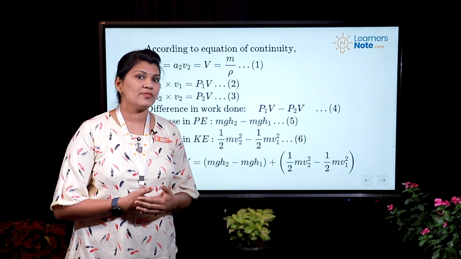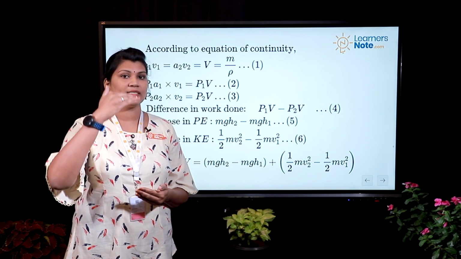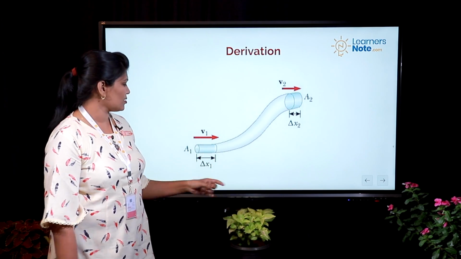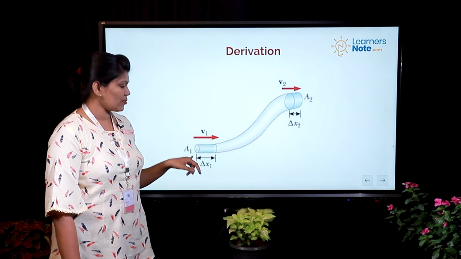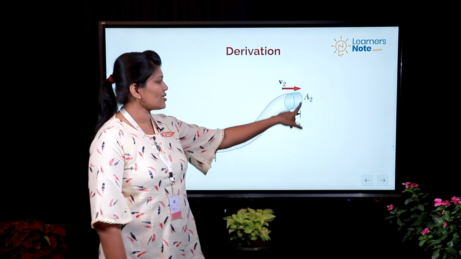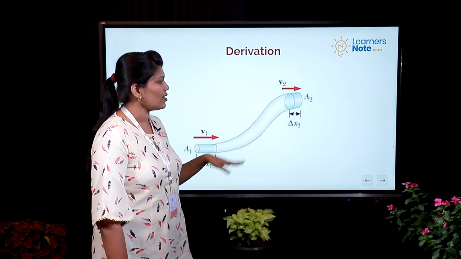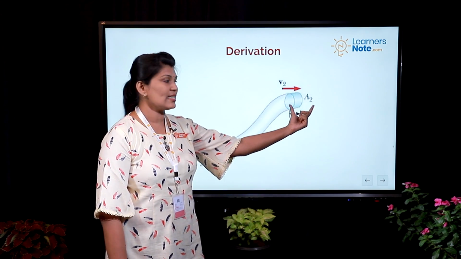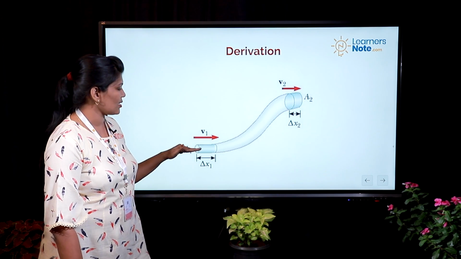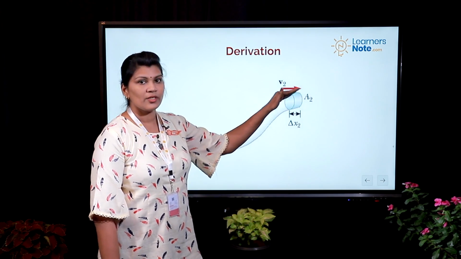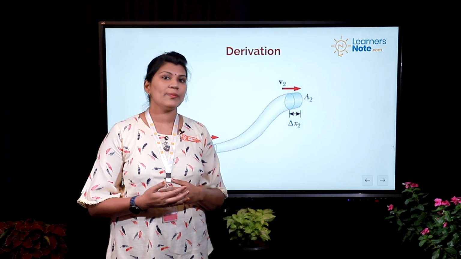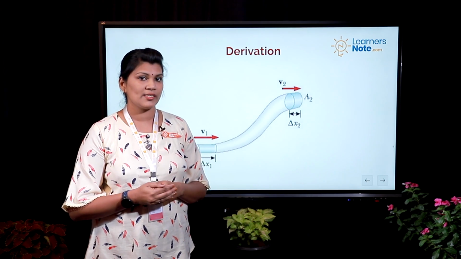Increase of potential energy will happen only if the height is increased. Here we can see in this picture, the first portion is at this level, and the second portion is at this level. So with respect to the ground level, the height of the second portion is higher than that of the first portion. So if a fluid is flowing from this region to the second region, surely the height h will increase. Correspondingly, there will be an increase of potential energy.